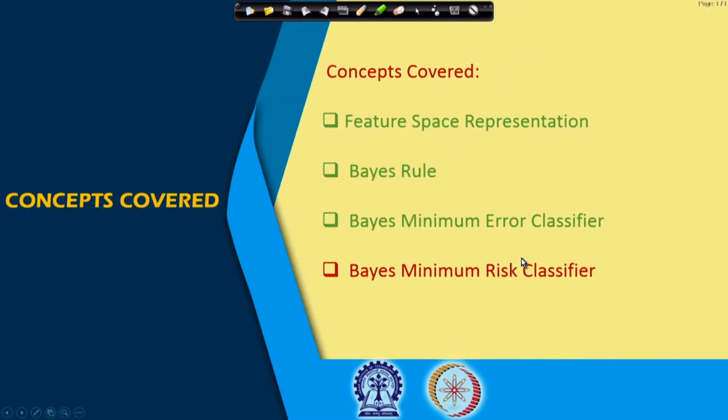So, in the previous class, we talked about the feature space representation, then the Bayes rule, and then the Bayes minimum error classifier. Today we will further analyze the remaining part of the Bayes minimum error classifier, then we will go to what is known as the Bayes minimum risk classifier, and I will also try to discuss whether there is any relation between the Bayes minimum error classifier and the Bayes minimum risk classifier. We will try to see that.